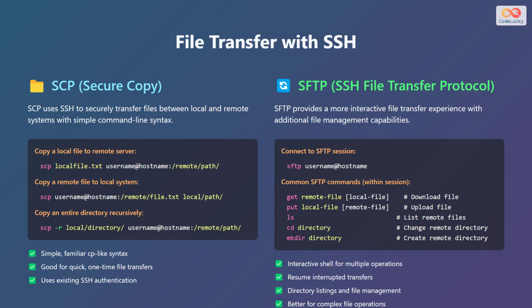Common SFTP commands within a session include get remote_file local_file to download a file, put local_file remote_file to upload a file, ls to list remote files, cd directory to change the remote directory, and mkdir directory to create a remote directory. SCP offers simple, familiar copy-like syntax, is good for quick, one-time file transfers, and uses existing SSH authentication. SFTP, on the other hand, provides an interactive shell for multiple operations, allows resuming interrupted transfers, supports directory listings and file management, and is better for complex file operations.